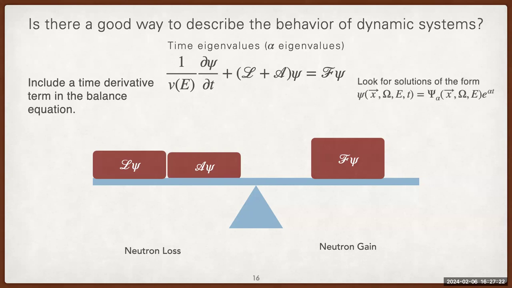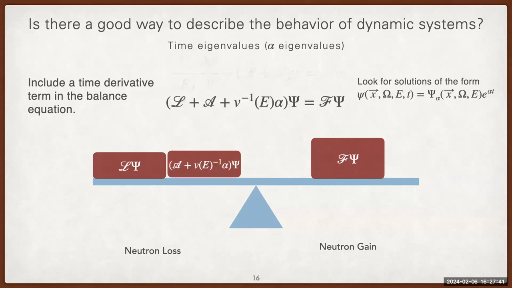So what we do is we say, let's look for solutions of the form of a function of space, direction, and energy times an exponential with a given time constant in that exponential. That's alpha. And if I plug this into this equation and simplify, I end up with this. Now I have another steady equation that I can solve, similar to what I solved for the multiplication factor, but now instead of having a 1/k here, I have this alpha here and this inverse speed there. Okay, so these alphas are called alpha eigenvalues.